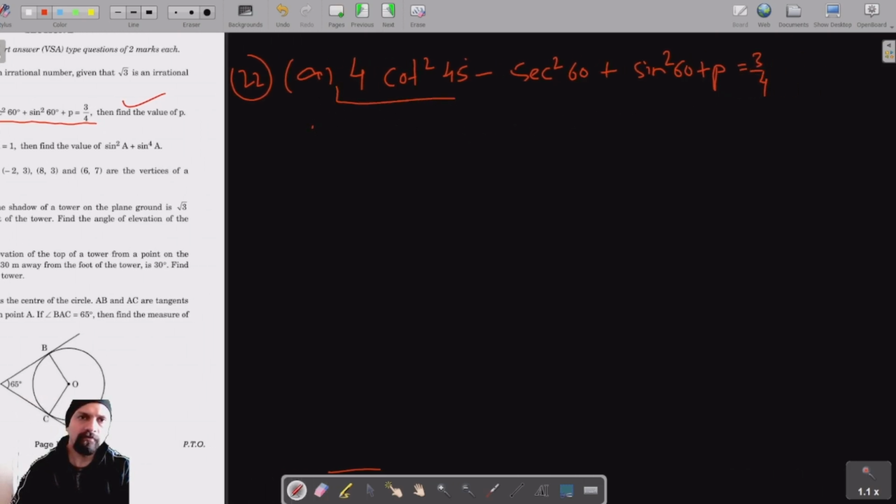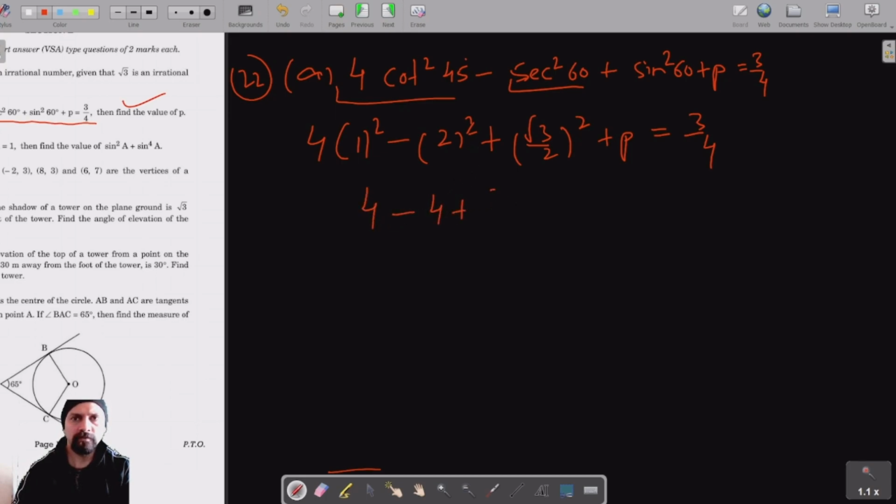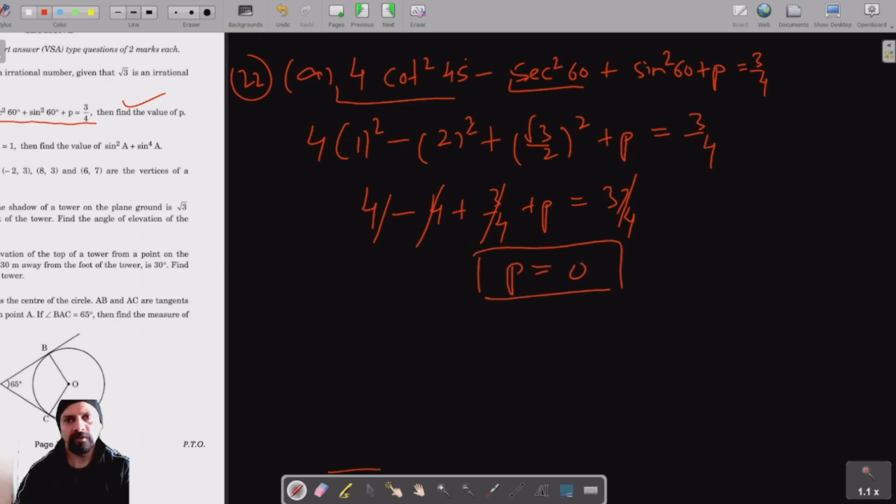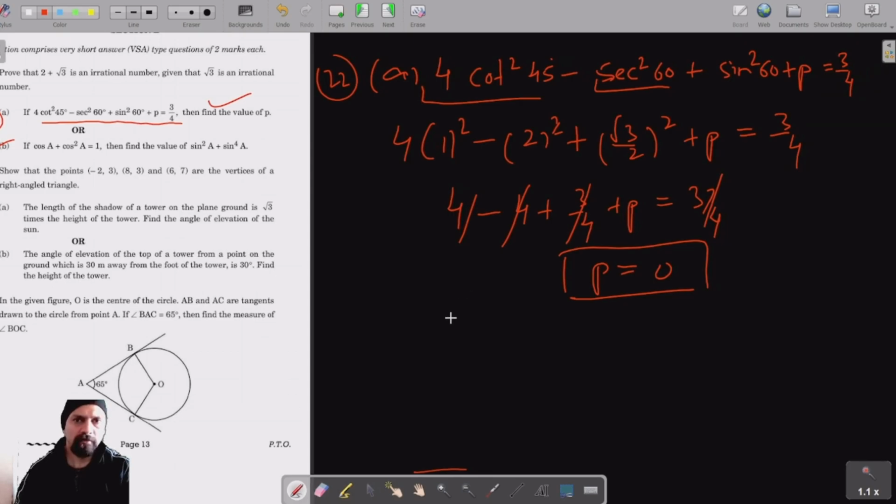Now, cot 45 is 1, so this is 4 into 1 squared, and secant 60 is the reciprocal of cos 60, which is half, so this is 2 squared, plus sine 60 is root 3 by 2, so this is root 3 by 2 the whole squared, plus p is equal to 3 by 4. So this is 4 minus 4 plus 3 by 4 plus p is equal to 3 by 4. So the 3 by 4 gets cancelled. So the value of p is equal to 0. Now let's move on to part B.